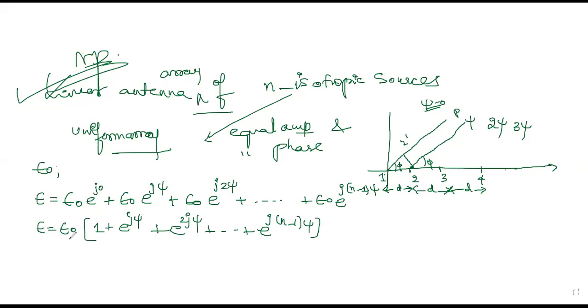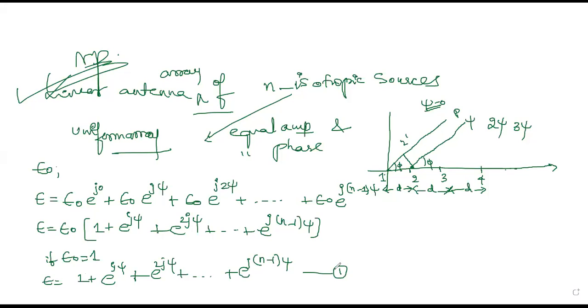Now, I'll consider all the sources are supplied with equal magnitude, if your E naught is equal to 1, which means all the sources have equal amplitudes. In that case, your E will become 1 plus e to the power j xi plus e to the power 2 j xi until plus e to the power j n minus 1 xi. Consider this as equation 1. Now, to this equation, multiply with e power j xi on both sides.